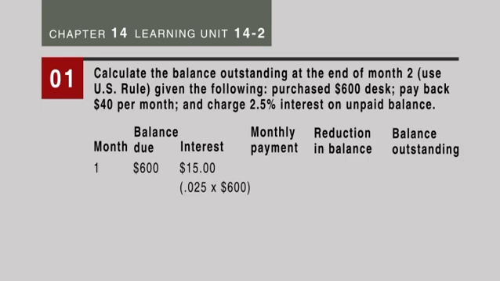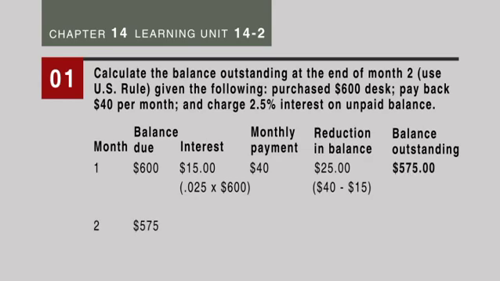$15. Our monthly payment is $40, so the reduction in balance is going to be your monthly payment minus the interest due. So $40 minus 15 leaves you with $25. Your balance outstanding is going to be your $600, the balance due, minus the reduction in balance of $25. So you now have a new balance outstanding of $575. And you just do that process again.